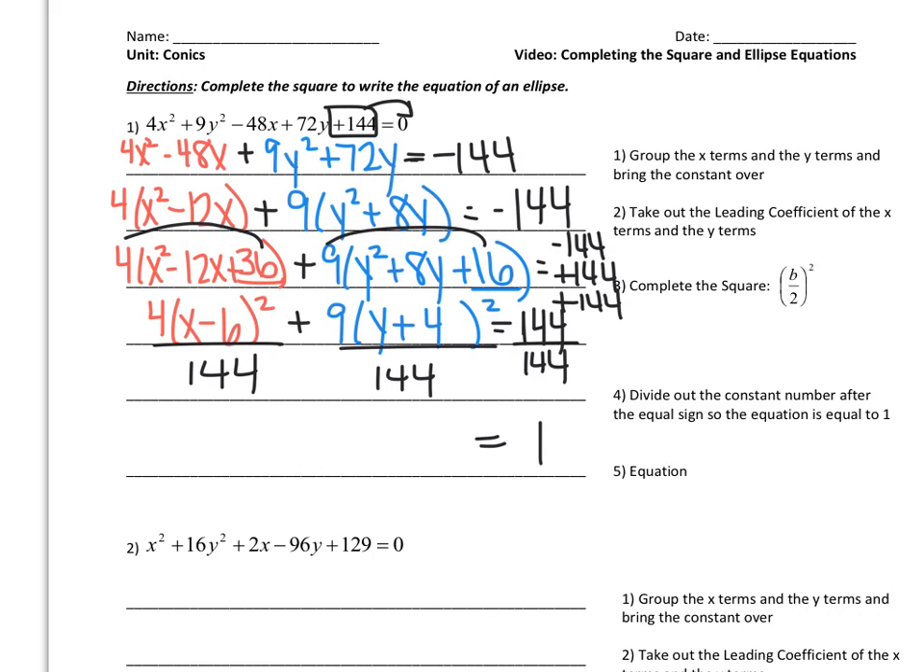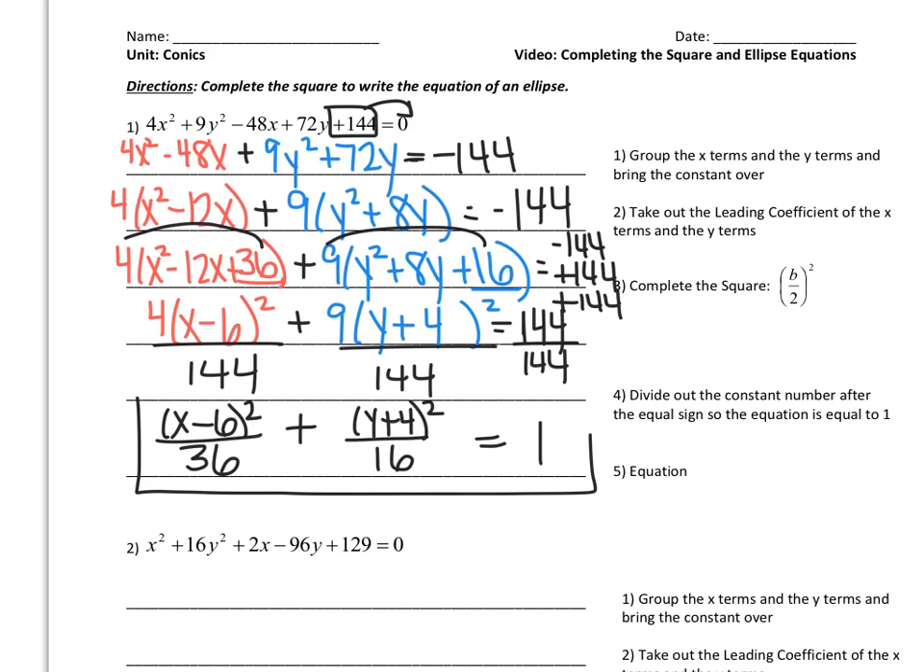Now if you type this into your calculator, 4 over 144, and then hit math, enter, enter, you're going to get a fraction. And that fraction is 1 over 36. So my answer is x minus 6 squared over 36 plus, now again, you're going to type in 9 over 144, and then hit math, enter, enter, and you're going to get a fraction. Now that fraction again will be 1 over 16, so now we have y plus 4 squared. So here is my equation of my ellipse with it equal to 1.